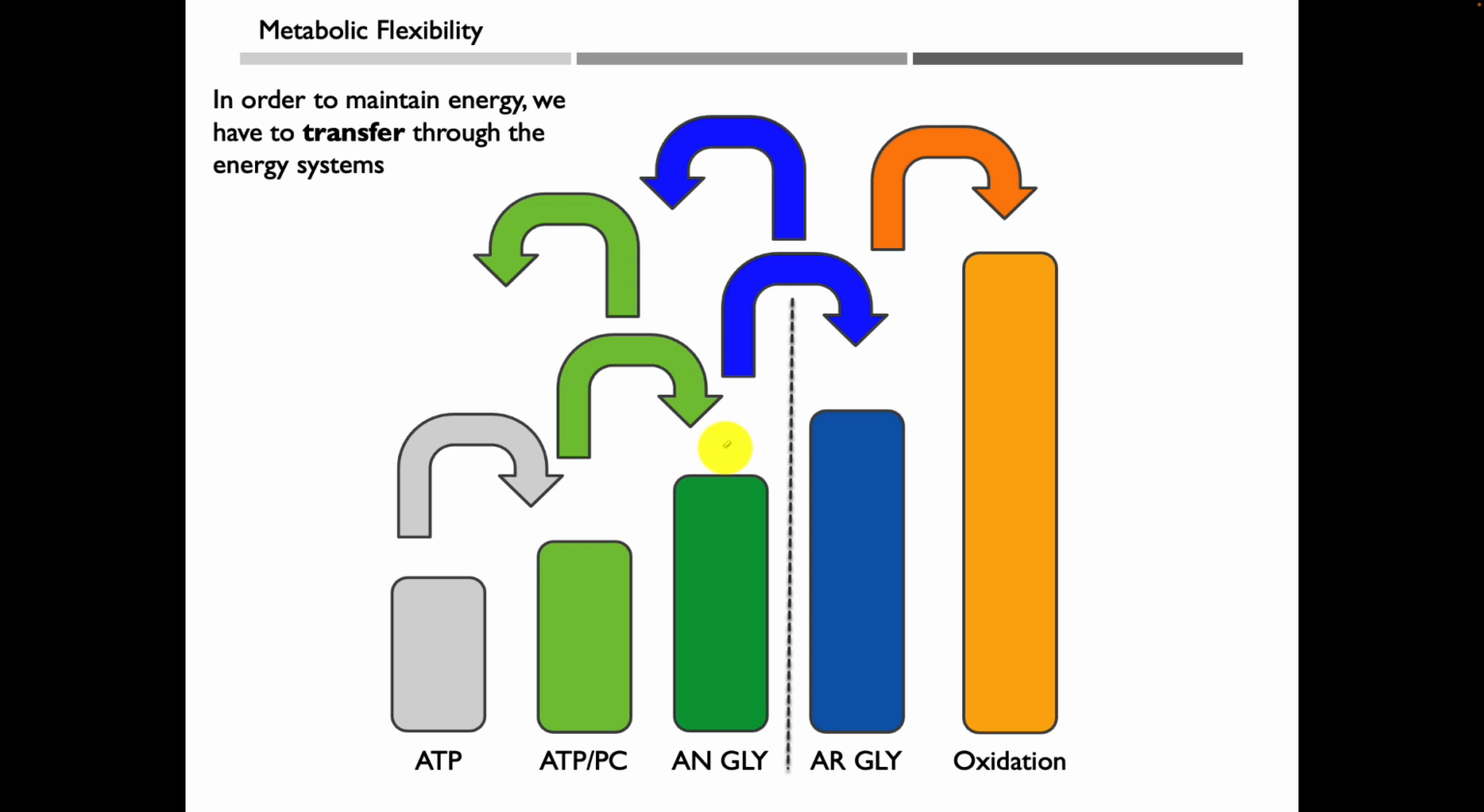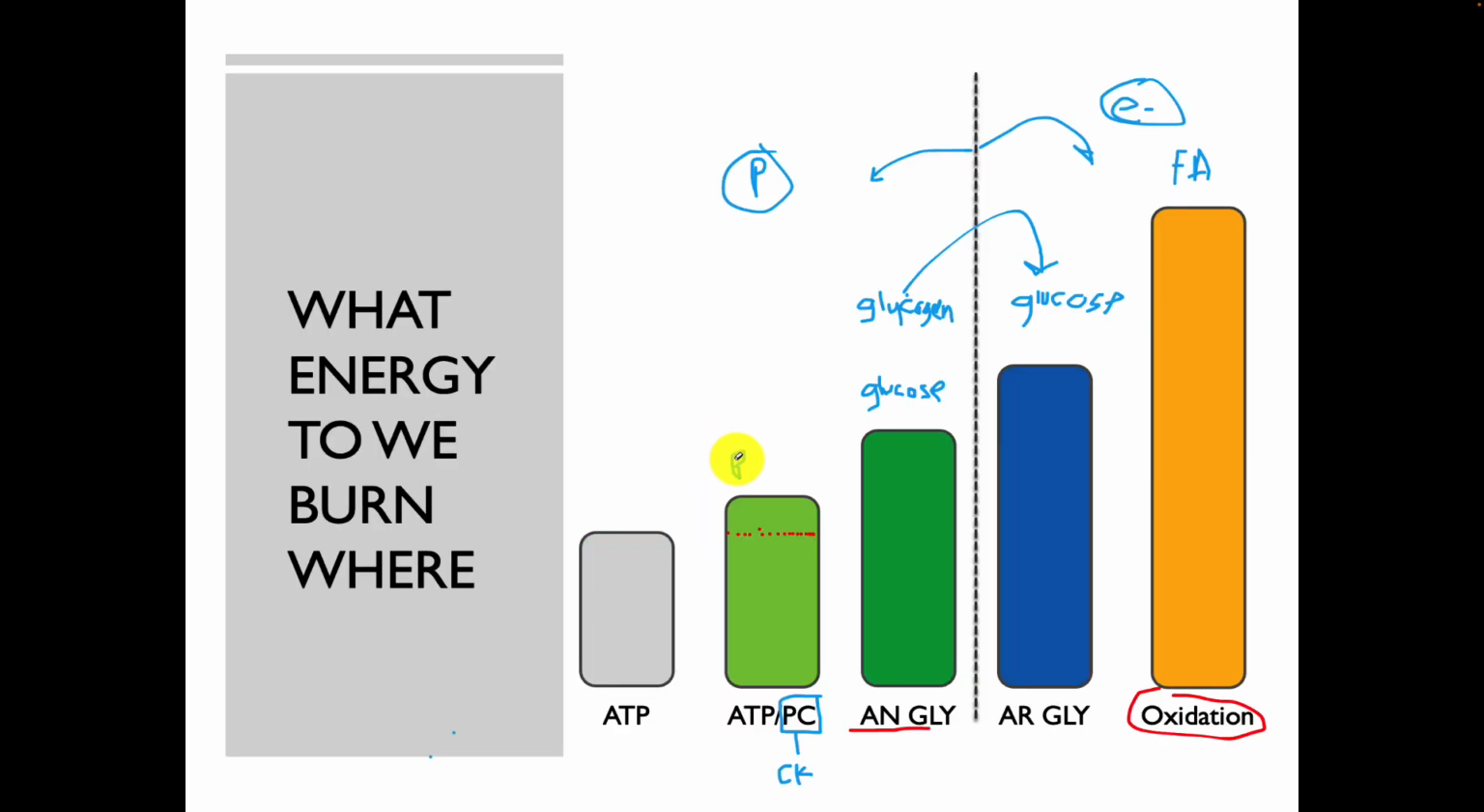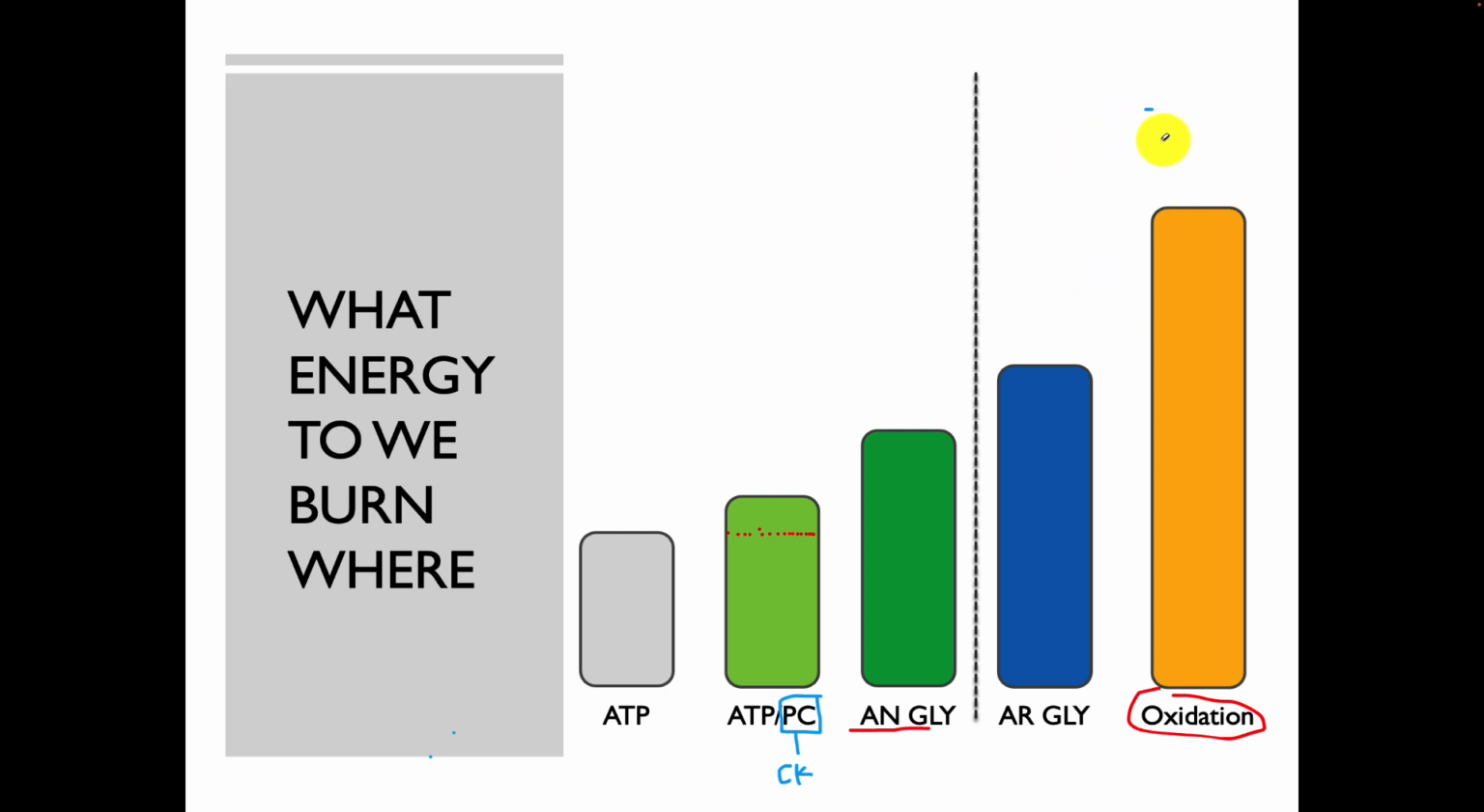So far, I have given you a basic summary of these major energy pathways. And you can see by this very generic representation that certain pathways just produce more energy than others. In order for us to continue to exercise for longer durations, we have to be able to transfer through these different pathways basically to regenerate ATP. So that's the goal of metabolism during exercise.